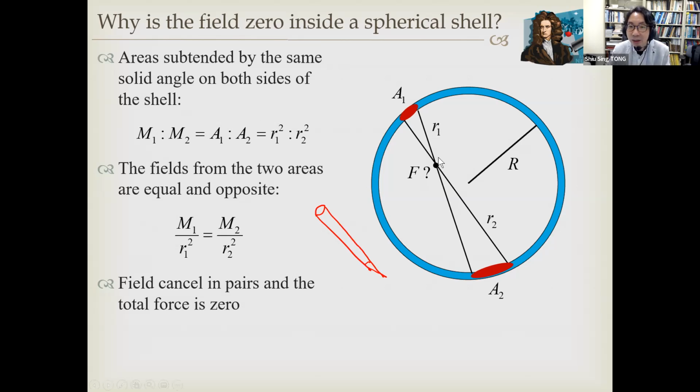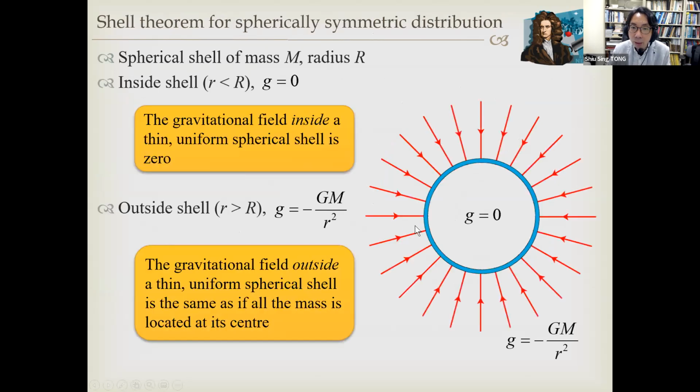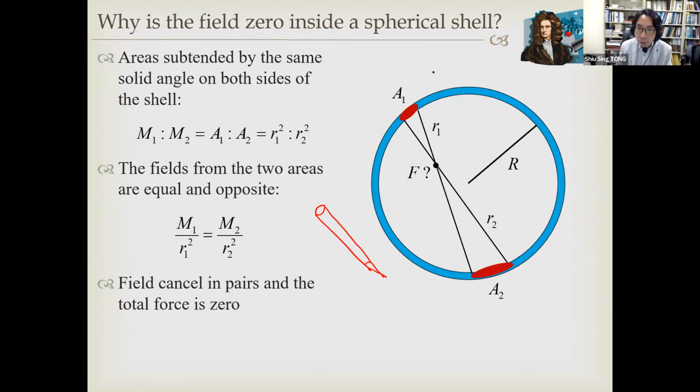Okay, so I assume that these two angles are the same, such that there are two ice cream cones diverging out in the opposite direction. And the first ice cream cone intercepts an area A1 on the shell, while the other cone on the opposite side intercepts another area A2 on the shell. And the distances from this point to A1 and A2 are R1 and R2 respectively.